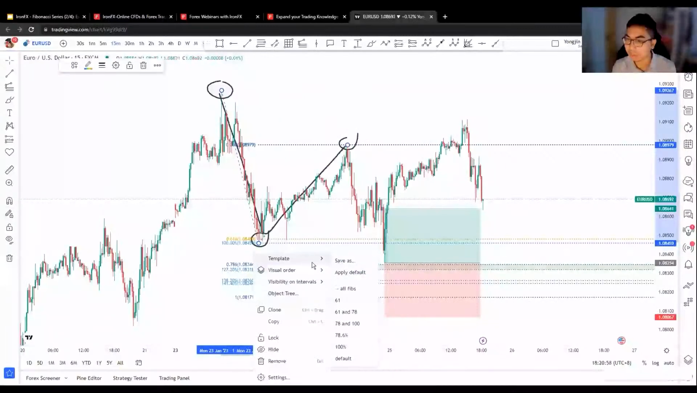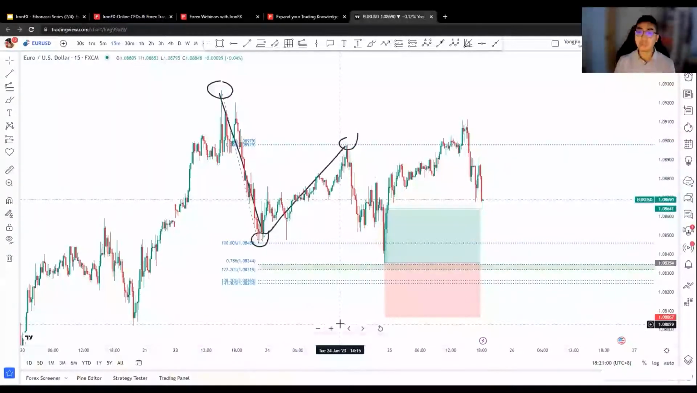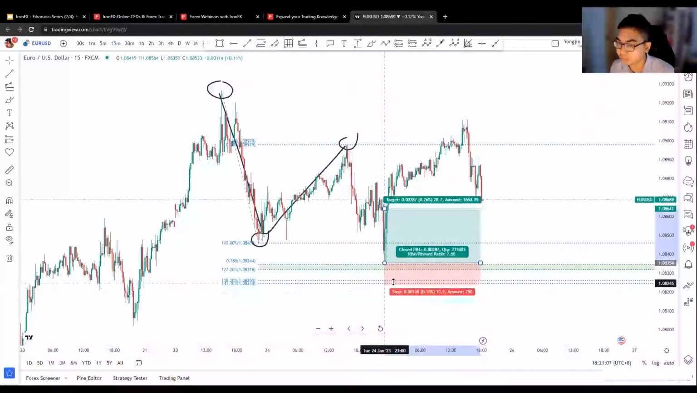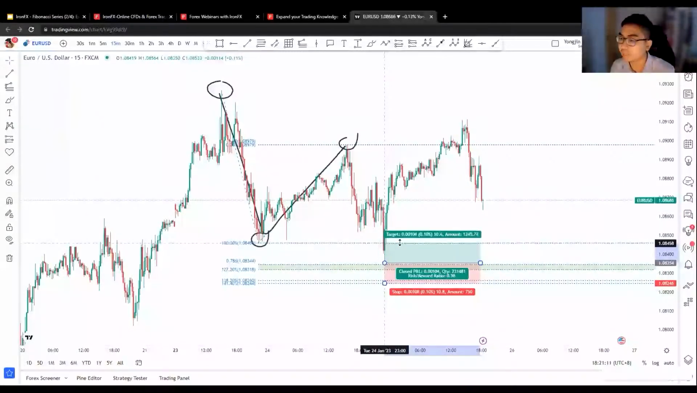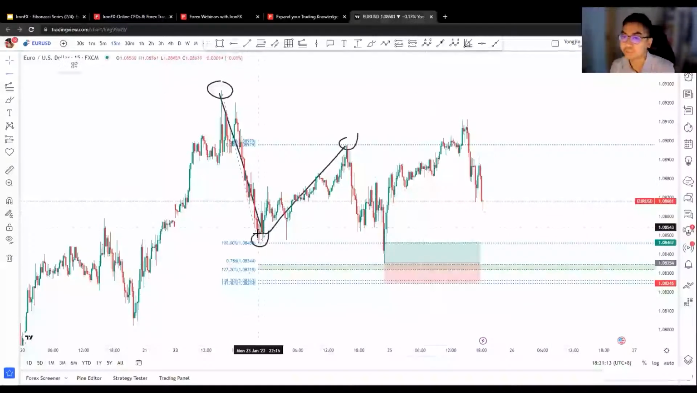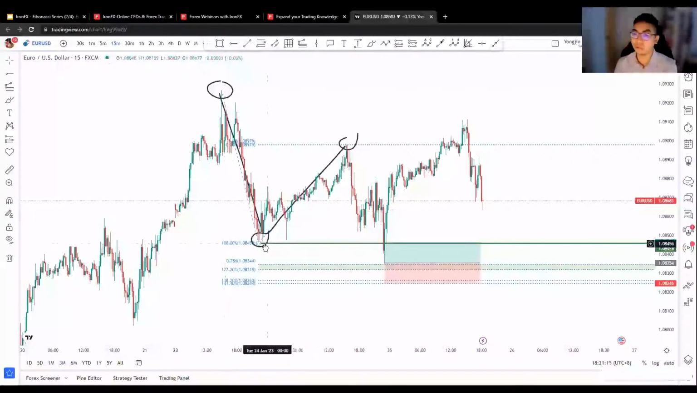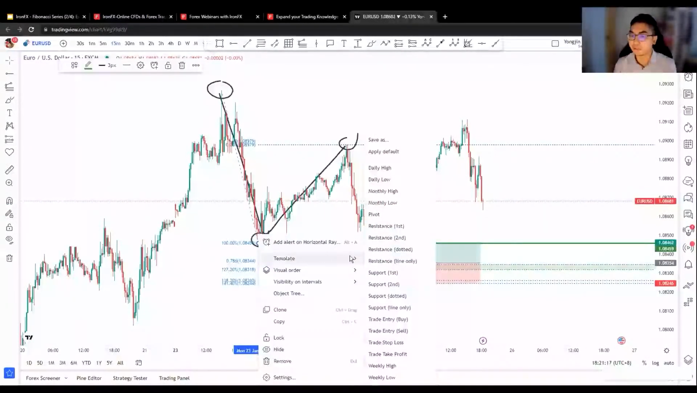Let me clear it out, make it clean for you guys. Stop loss below the 141.4% Fibonacci line, and then you aim for price to hit back up towards the previous overlap resistance. Let me get this line out.